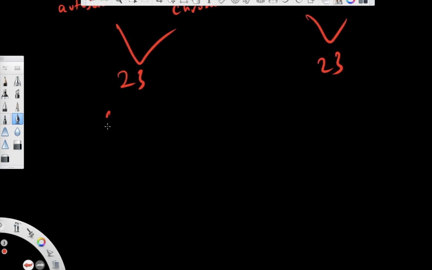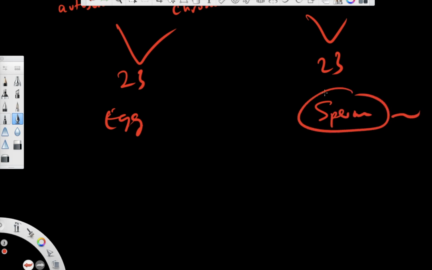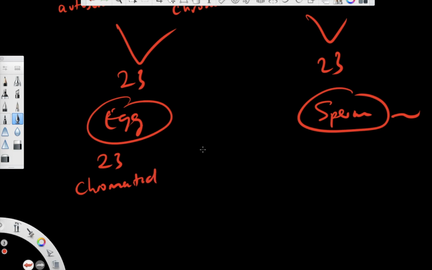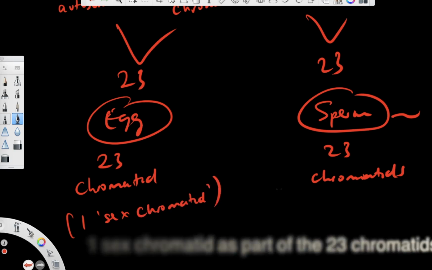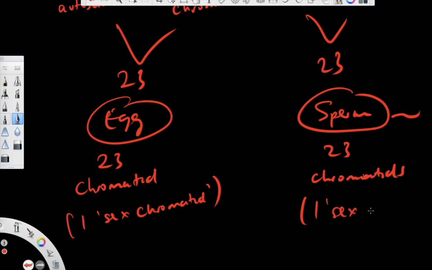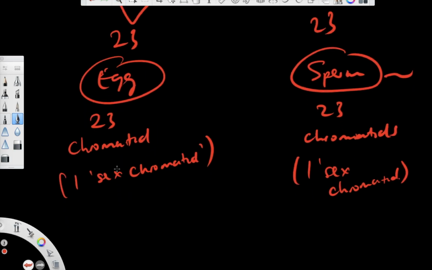And so this is the egg cell, and this is the sperm cell, right? It has 23 chromatids, 23 chromatids, and it has one, if you like, sex chromatid, and this has one sex chromatid. Right, so this sex chromatid coming from the mother could be only X, because mother is X and X, whereas this coming from the father could be X or Y, right?